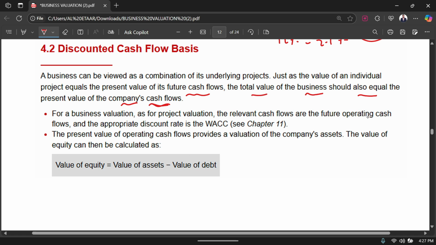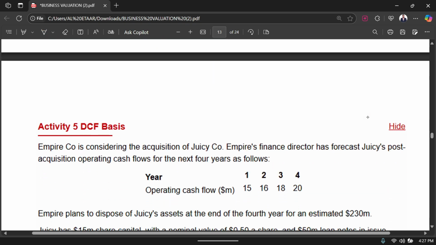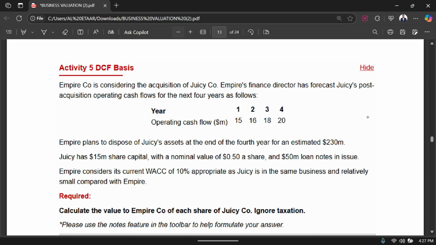Okay, so for a business valuation, as for project valuation, the relevant cash flows are the future operating cash flows, and the appropriate discount rate is the WACC that you guys would have studied in chapter number 11. Then it says the present value of operating cash flow provides a valuation of the company's asset. The value of equity can be calculated as value of assets minus the value of debt, something you guys already know.